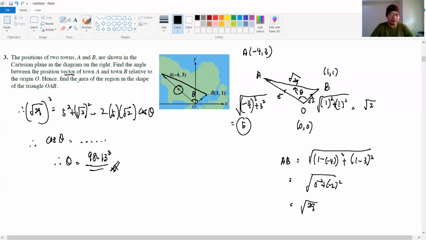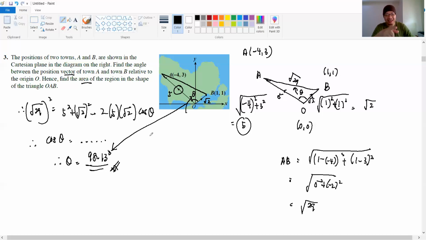Now the next question, hence find the area of this whole triangle. Since the length here is 5, this one is square root of 2, and the angle is already given, which is 98.13, that's a V shape, right? So we have the left side, the right side, and then the angle in between. So we can find the area. I already showed you in the previous video that to find the area, there are 2 ways. Number one, by using the normal formula, which is half ab sin C, or we can also use Heron's formula.